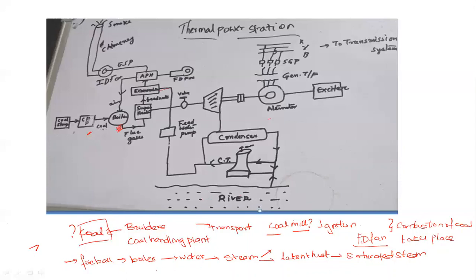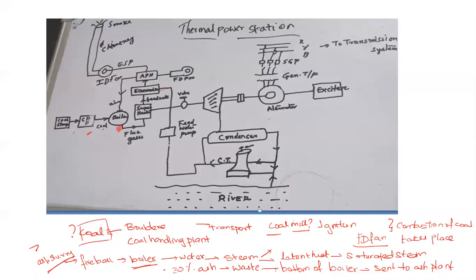When the boiler combustion takes place, about 30% of the coal becomes ash waste. This has to be collected at the bottom of the boiler and sent to the ash plant, which is not shown in the figure, in the form of ash slurry. Ash slurry means ash mixed with water. In the ash handling plant, ash pumps will transport it to the ash pond, which is about 3 to 4 kilometers away from the boiler and plant.